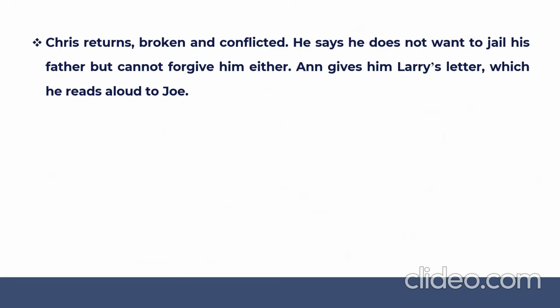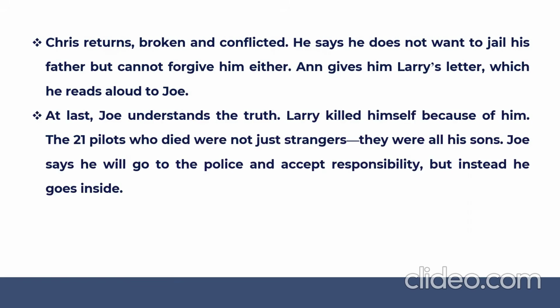Chris returns broken, conflicted. He says he doesn't want to jail his father but cannot forgive him either. Anne gives him Larry's letter, which he reads aloud to Joe. At last, Joe Keller understands the truth. Larry, his younger son, killed himself because of him. The 21 pilots who died were not strangers, they were all his sons. Joe says he will go to the police and accept responsibility.